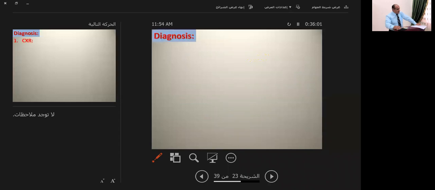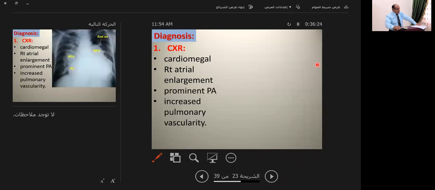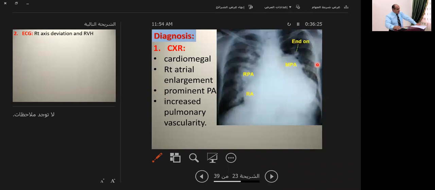How do we diagnose it? On chest x-ray I will see cardiomegaly from the right side, right atrial enlargement and prominent pulmonary artery with increased pulmonary blood flow, as in this picture.